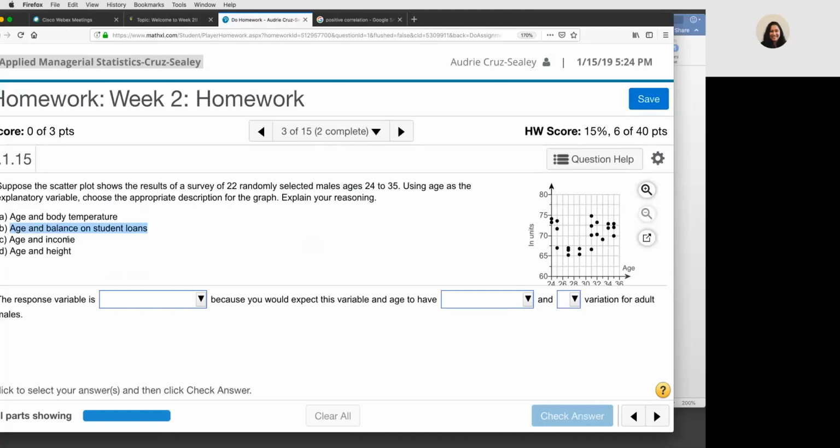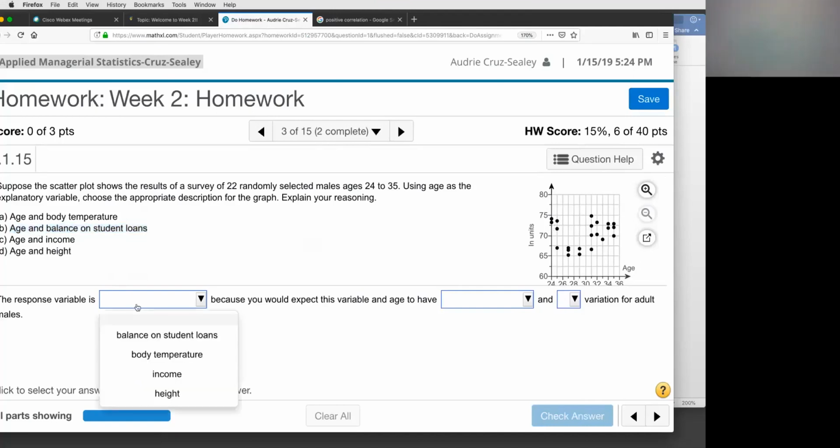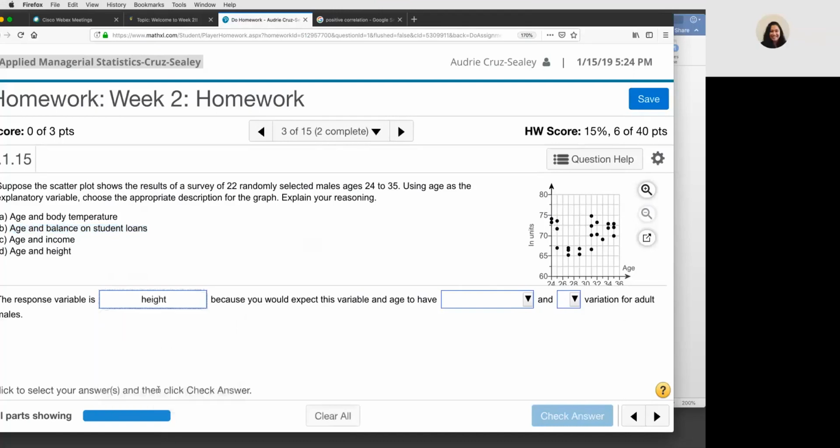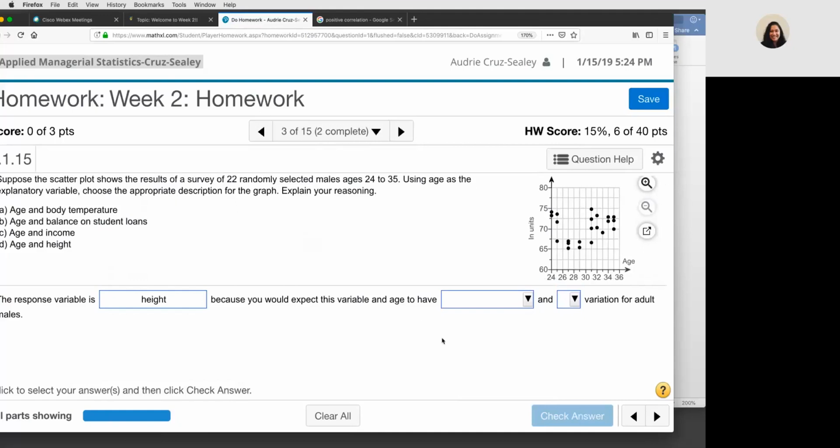What about age and income? Age and height? Age and height, I would say. Okay, so then you think that the response variable is height, and you would expect this variable to age to have, what kind of correlation do you think this has? No correlation, a positive correlation, or a negative correlation? We could play around with it and then we can talk about it, okay?